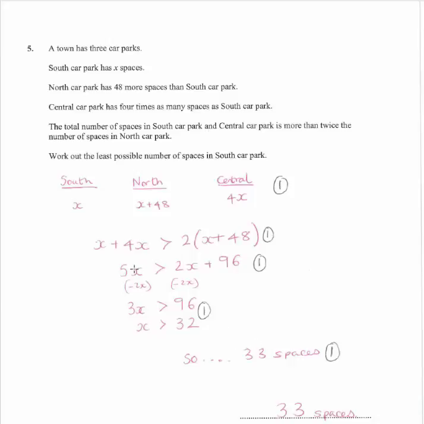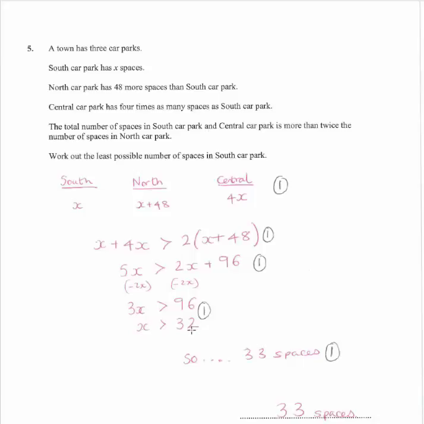Now let's simplify it. x plus 4x is 5x. 2 times x is 2x, and 2 times 48 is 96. Treat this now just like you would an equation. Solve it in the same way. Take 2x from both sides. You get 3x is bigger than 96. Divide both sides by 3. You get x is bigger than 32.